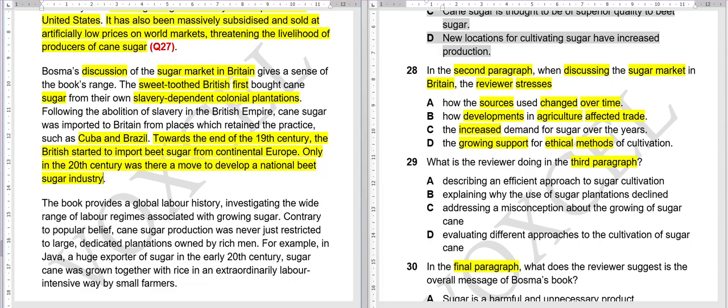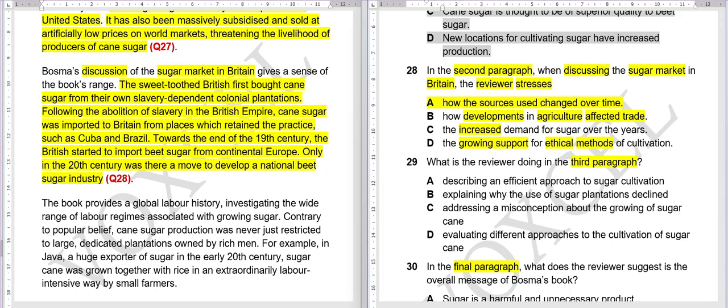Okay, time's up. And the answer to this particular question is option A: how the sources used changed over time. So how did we come to this conclusion? In the entire paragraph, it is written like that. Let me mark the location first for you. That's question 28. Here they said that in the beginning they started importing it from colonial plantations, then from Cuba and Brazil, then from continental Europe, and then they started growing it nationally.